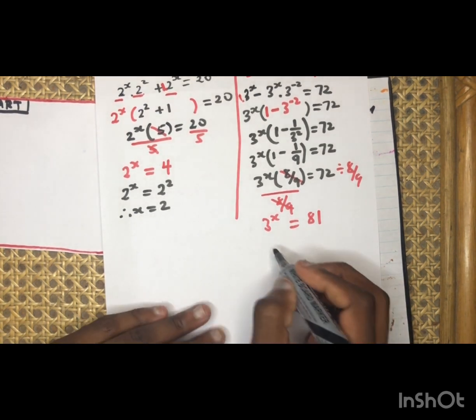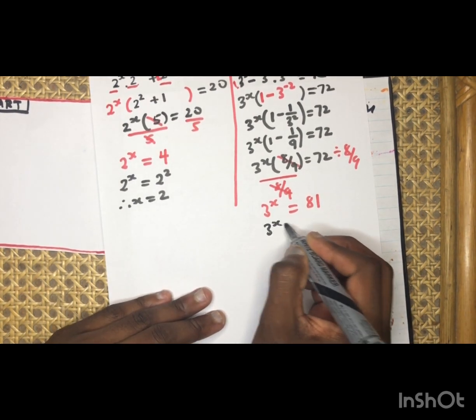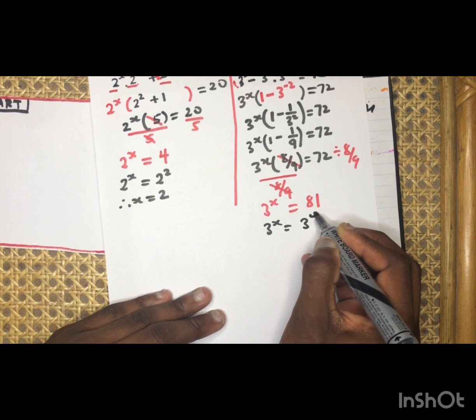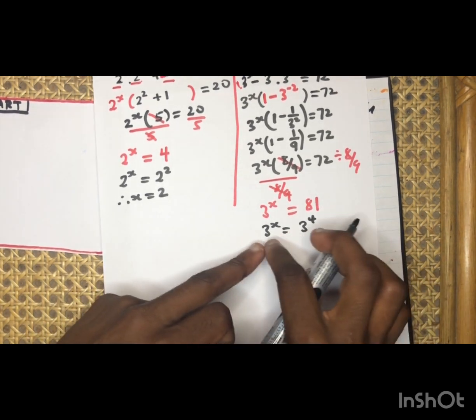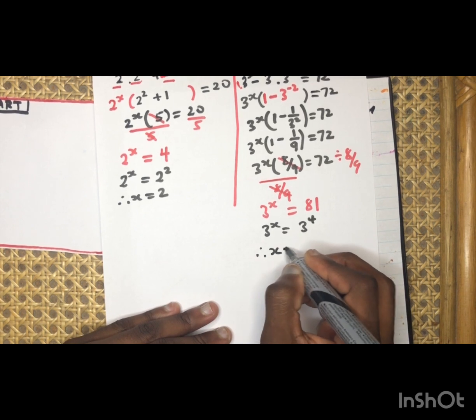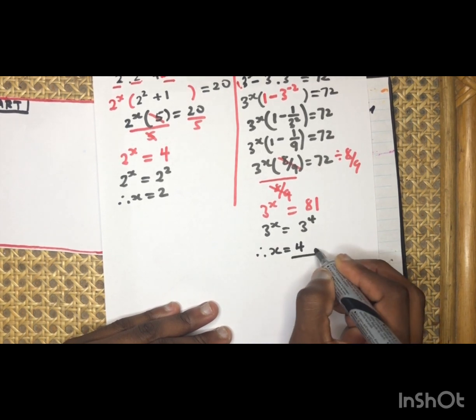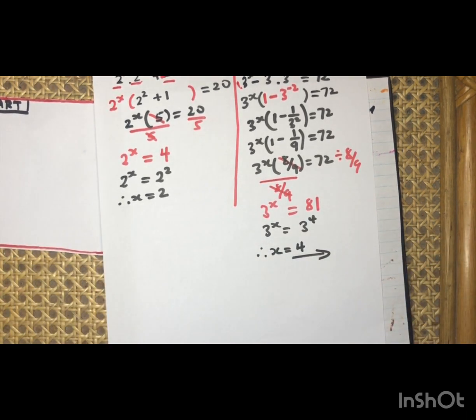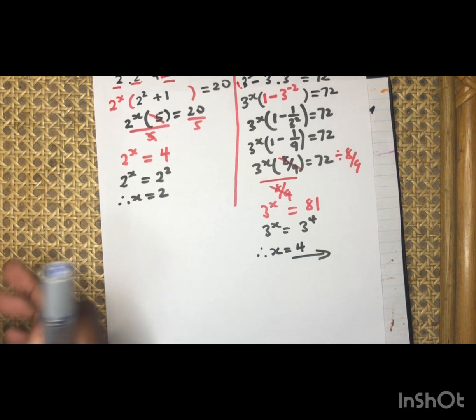So now we can change this one to be 3 to the power x equals 3 to the power 4. Now the bases are the same. So now we can conclude that our x is equal to 4. Because when the bases are the same, you equate the what? The indexes. Okay, let's see what we have.